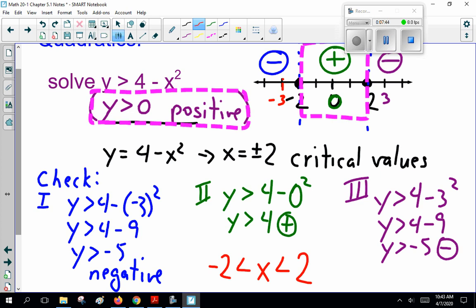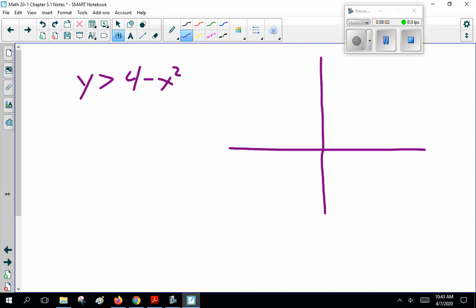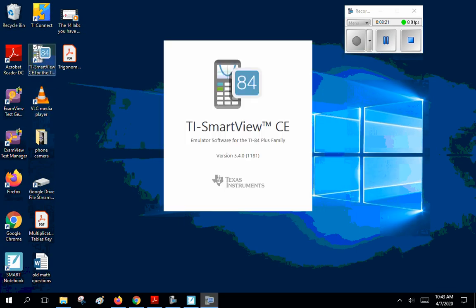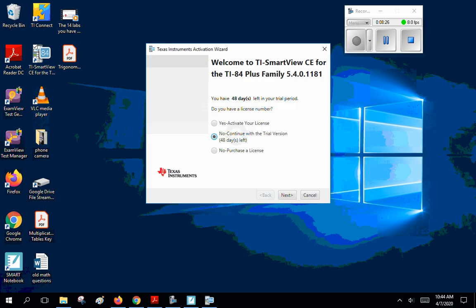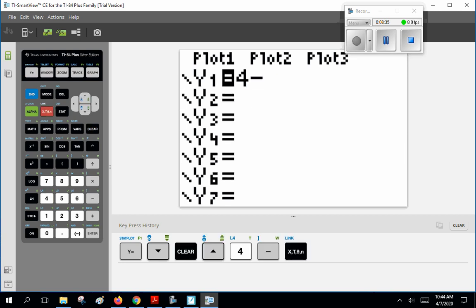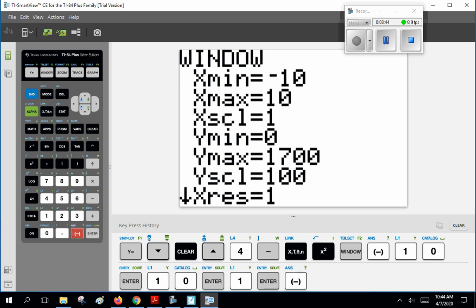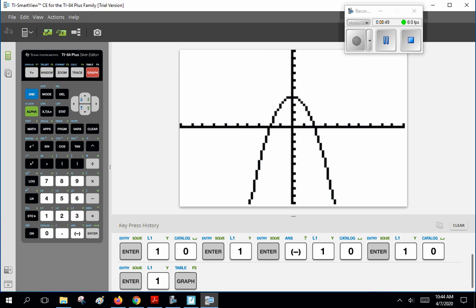Okay? Do you want me to show you the cheating shortcut? I'm assuming that's a yes. So the quadratic is y is greater than 4 minus x squared. Graph it, what you get. You get a parabola like this. Double check. Set your window minus 10 to 10, minus 10, 10, 1. There we go. Yes, I graphed it right.